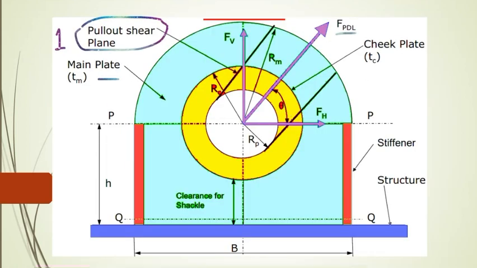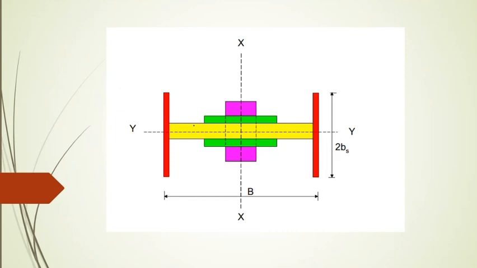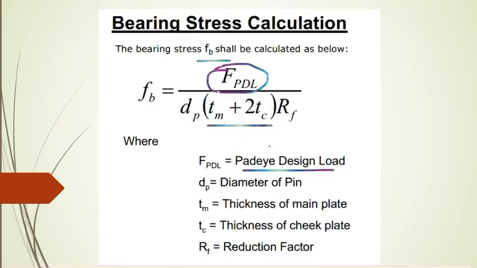Here you can see this is the force, diameter of the pin, main plate and 2 cheek plate thickness, and RF is the reduction factor. We need to see what this reduction factor is as well.